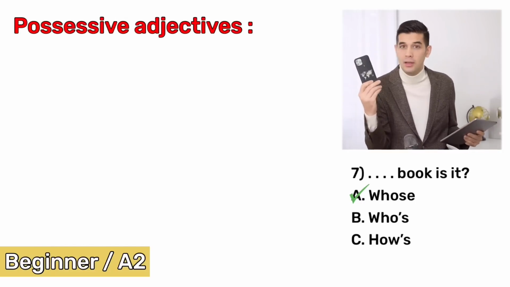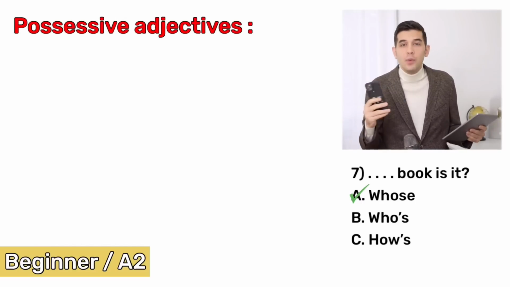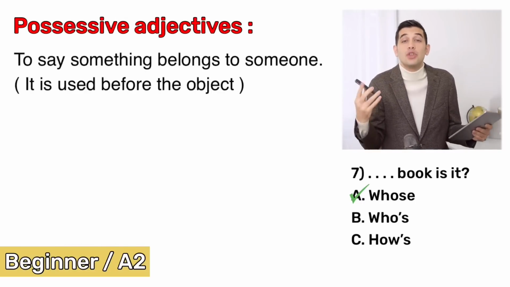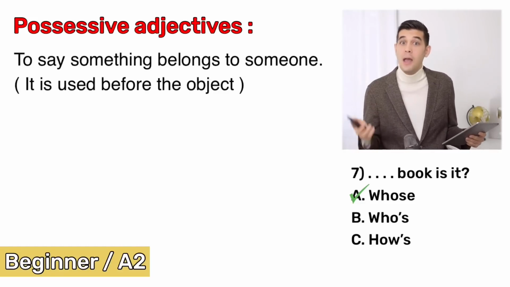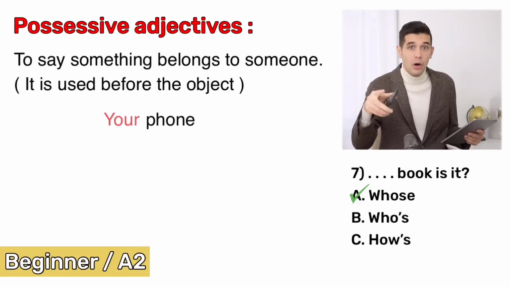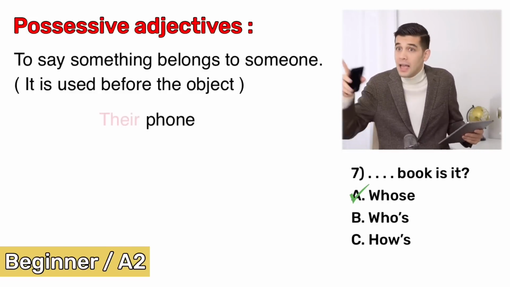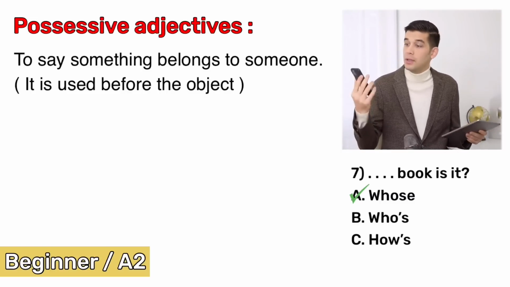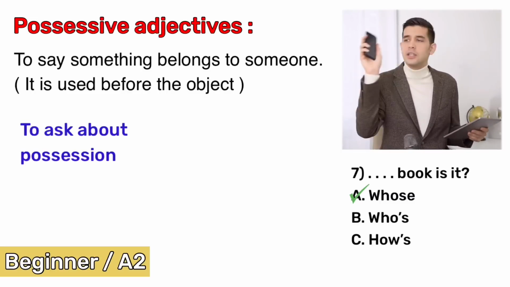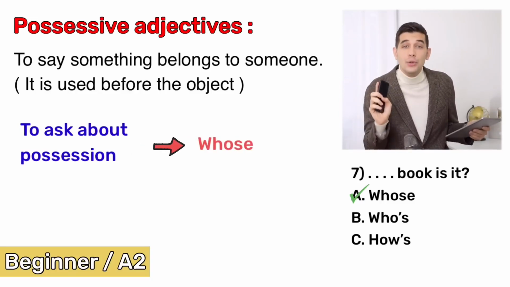This is a phone, but this is my phone. Okay? If you want to say something belongs to someone, you can use possessive adjectives before that object. My phone, your phone, his phone, her phone, its phone, our phone, their phone. But if you want to ask a question about possession, for example, you find the phone and you say, excuse me, what should you ask? You can use the word whose.